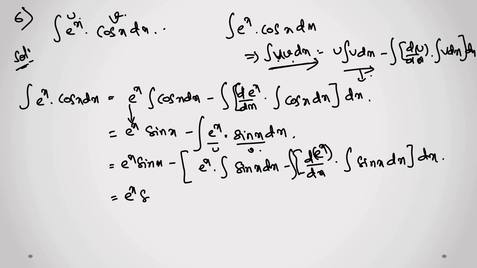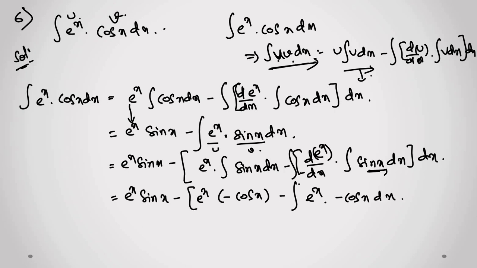E power of x into sin x, minus e power of x into sin x again, where the integral of sin x dx is equal to minus cos x. Here a minus is there, so the integral of d by dx of e power of x will come like that only, into minus cos x dx. The minus outside makes it plus, so e power of x into sin x.